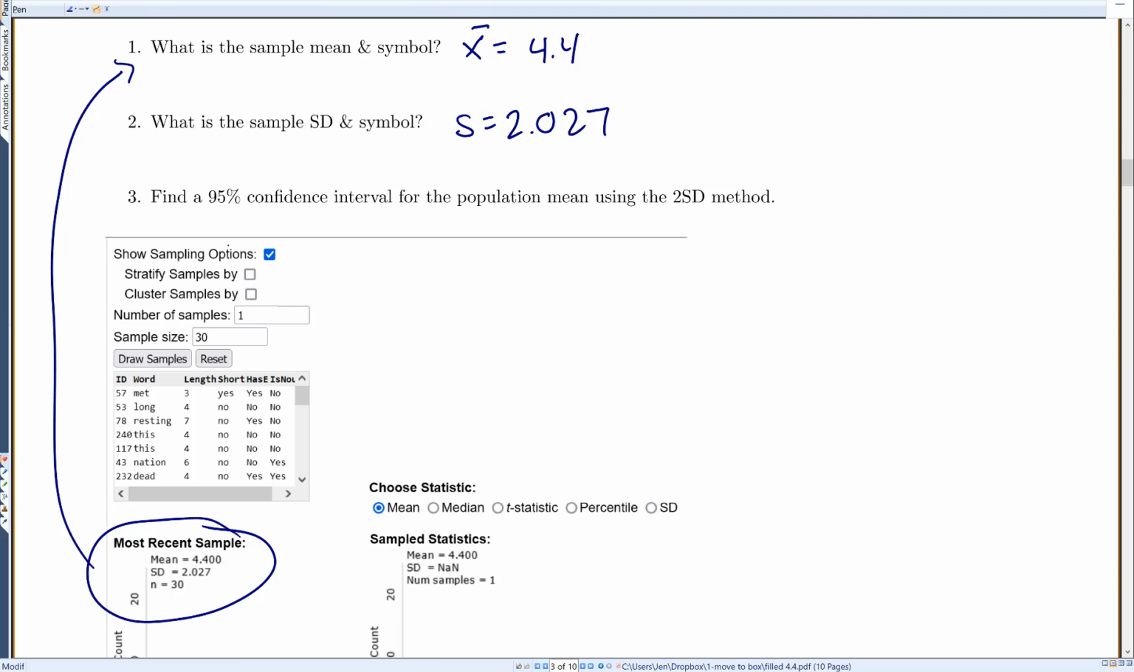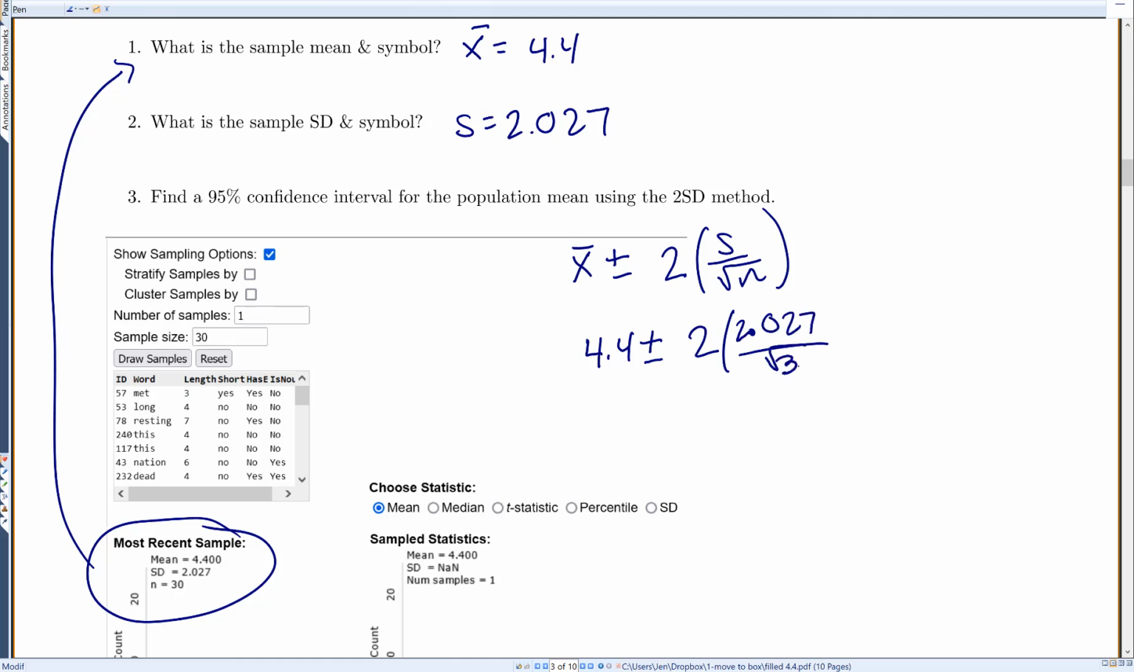So let's find a 95% confidence interval for the population mean using the 2SE method. So we know it's x bar plus or minus 2 times our sample standard deviation over the square root of n. So my sample mean is 4.4 plus or minus 2 times my standard deviation of 2.027 over the square root of n, square root of 30. So this is 4.4 plus or minus. Sometimes you can do the 2 times 2.027 divided by the square root of 30 and do your whole margin of error. Some people like to write it like that. So it's 4.4 plus or minus 0.74.